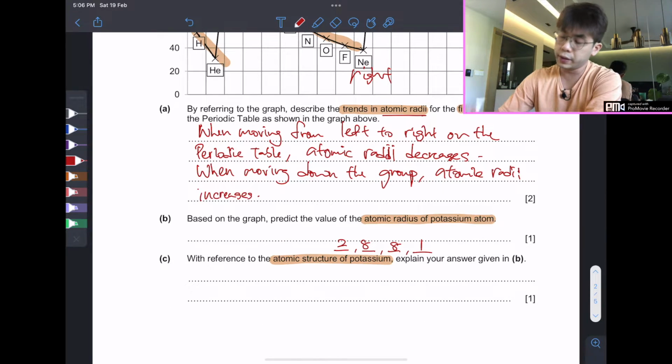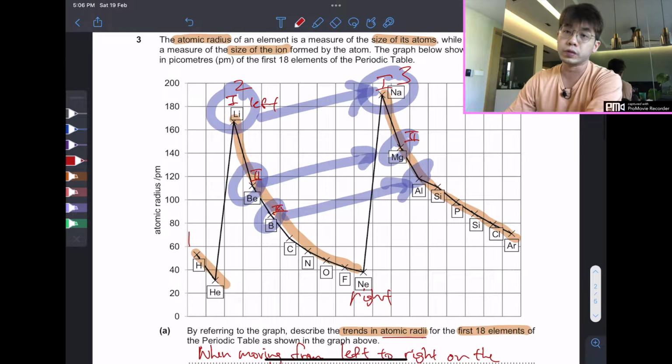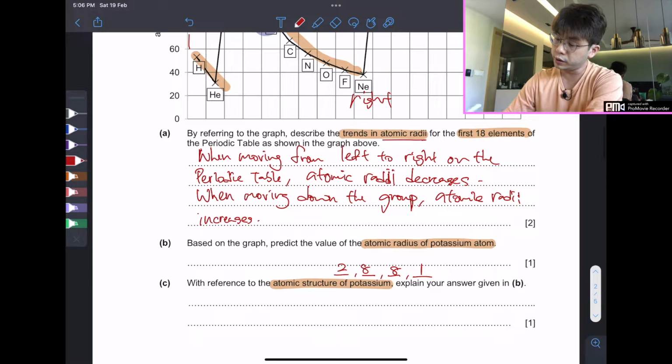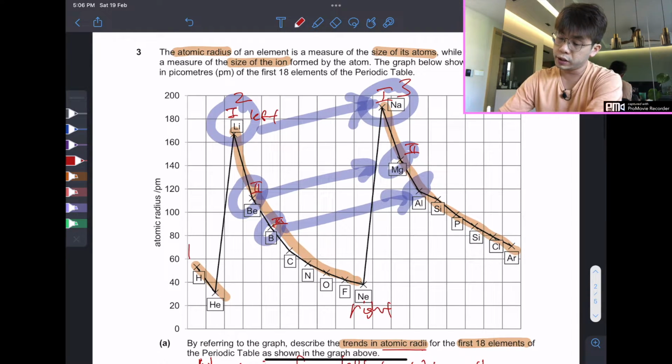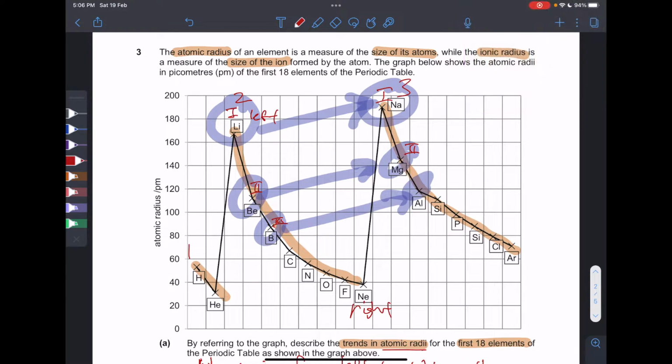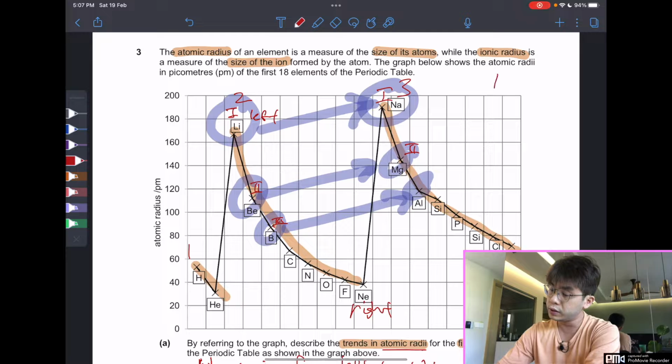So that is the trend that you should be able to make sense of this graph over here. Alright, so now we're going to predict for potassium. The explanation actually let me know, potassium is in group 1, and it has 4 shells, right? Lithium has 2 shells because it's period 2. Sodium has 3 shells because it's period 3. And then potassium should be up here, right?